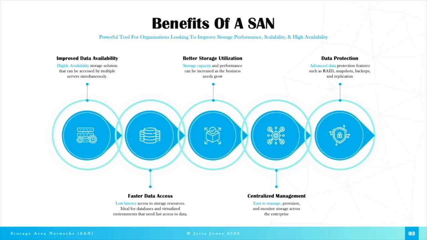Replication, copying data from the primary site to maybe another physical DR site the organization has in another city or state. They can copy or replicate their data there. Maybe they are renting space in a co-location, or they can replicate data to the cloud. So these are some of the advanced data protection capabilities that you get with a SAN.